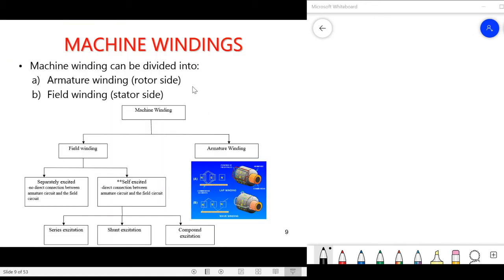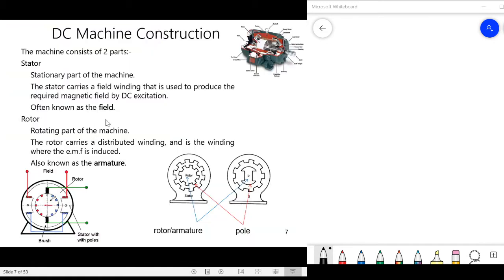So machine winding terbagi pada dua. Kita ada field winding dan juga armature. Ingat, field tadi adalah you punya stator, armature ni tadi adalah you punya rotor. So field winding pecah kepada dua. Betul ke tadi? Patah balik. Betul lah. So field winding, stator, armature winding adalah rotor.